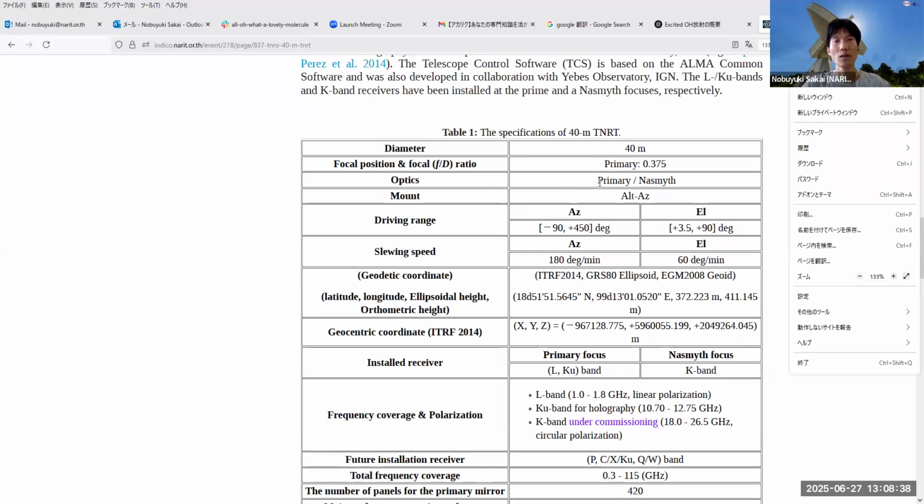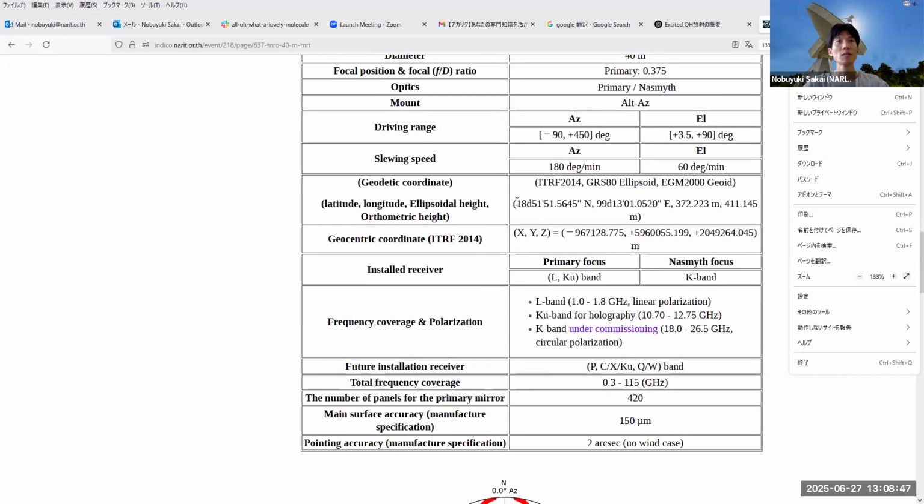Optics: we have primary and Nasmyth focuses, and L band is put at the prime focus. And latitude is 90 degrees. That's why we can observe all parts of the sky. This is a very good advantage for us. We can collaborate with many telescopes in the world. That's why maybe Busaba suggested this session discussing collaborations among us.